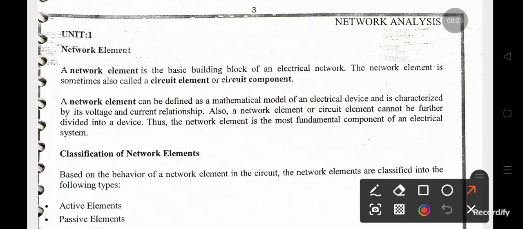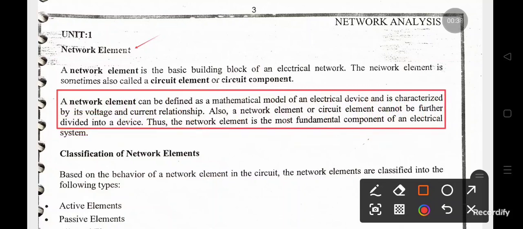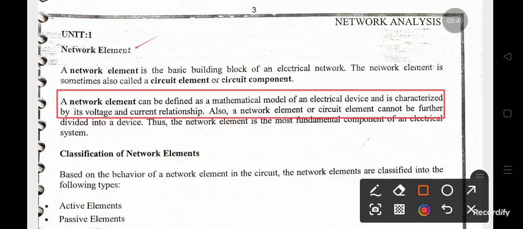So the first topic is network element. A network element is the basic building block of an electrical network. A network element can be defined as a mathematical model of an electrical device and is characterized by its voltage and current relationship. Also, a network element cannot be further divided into a device.